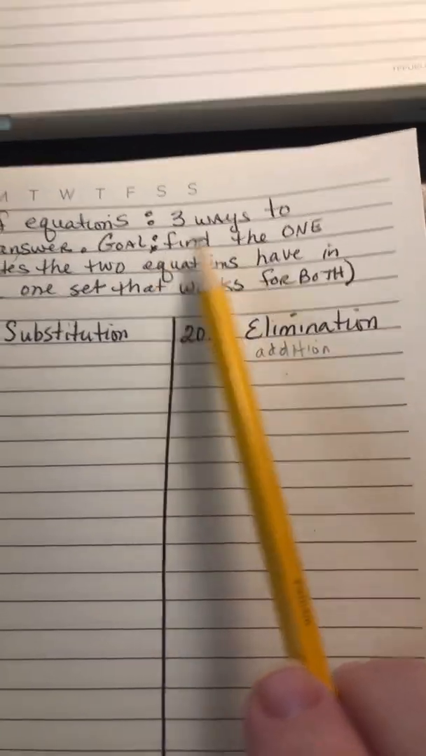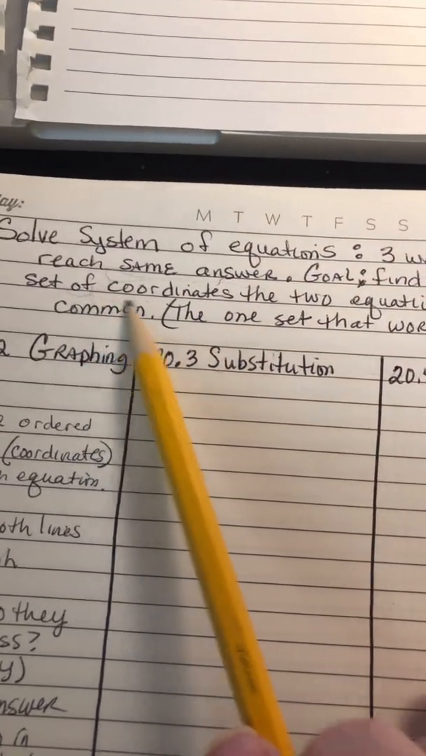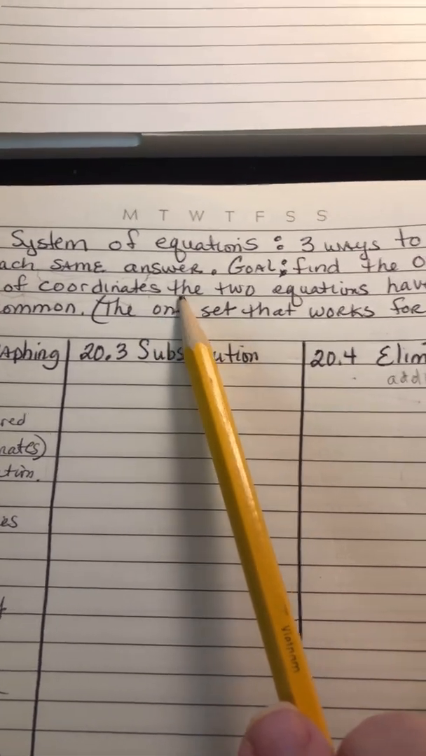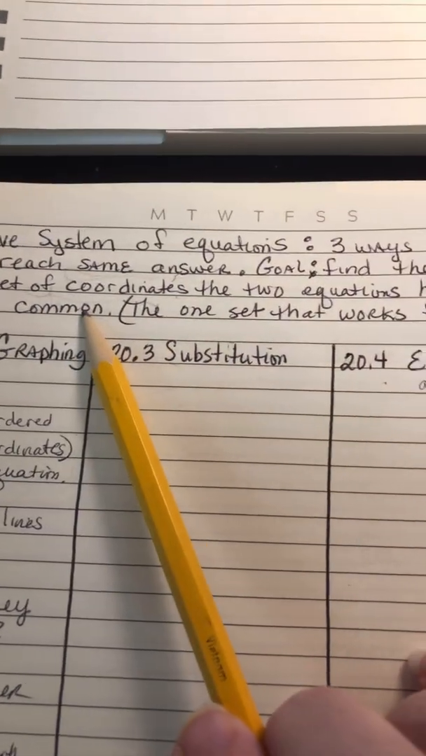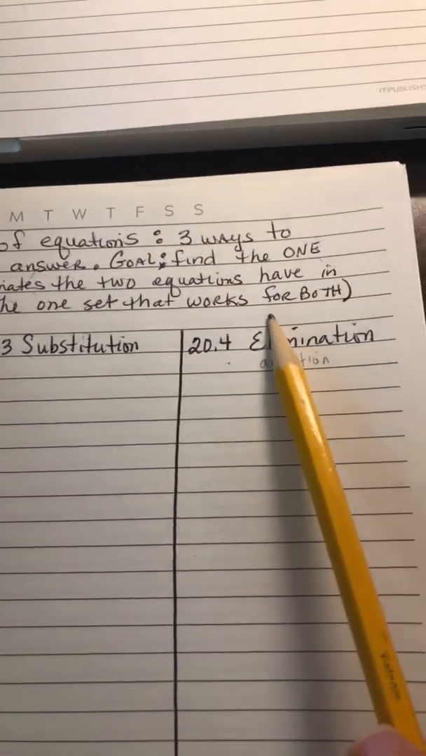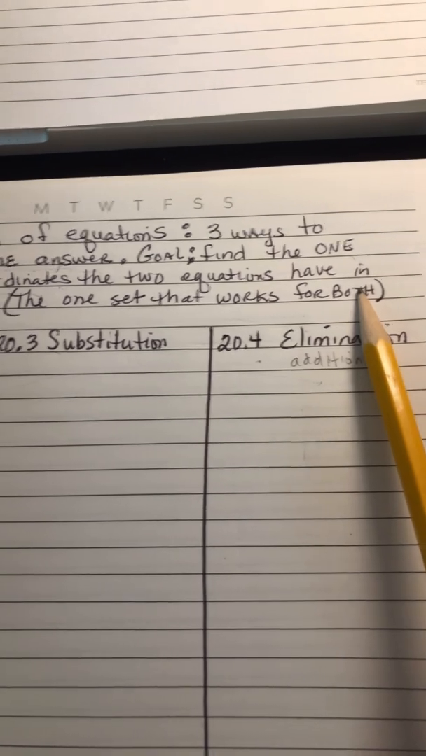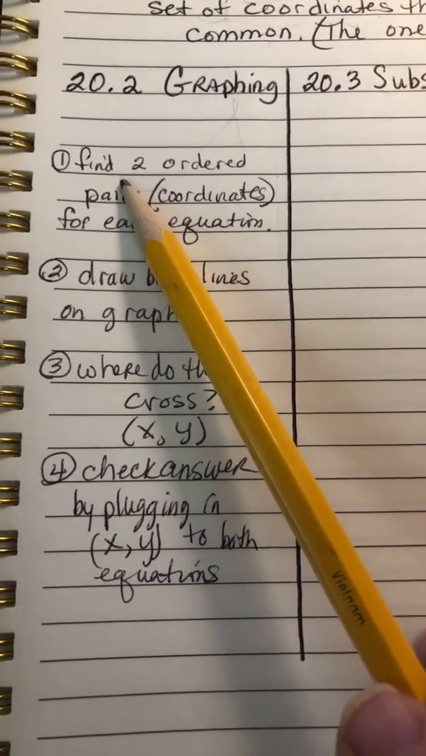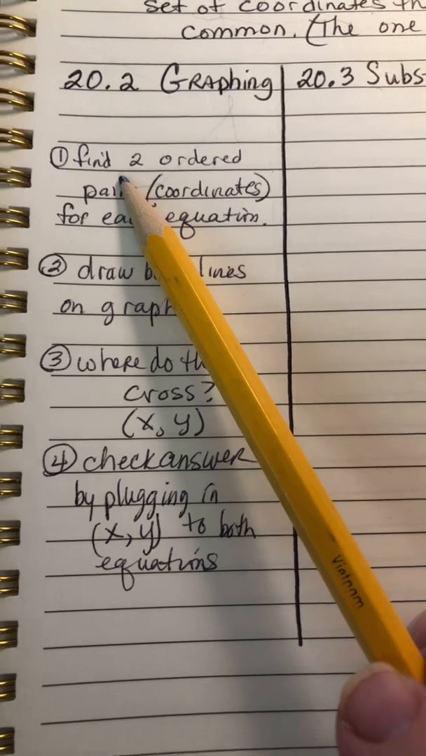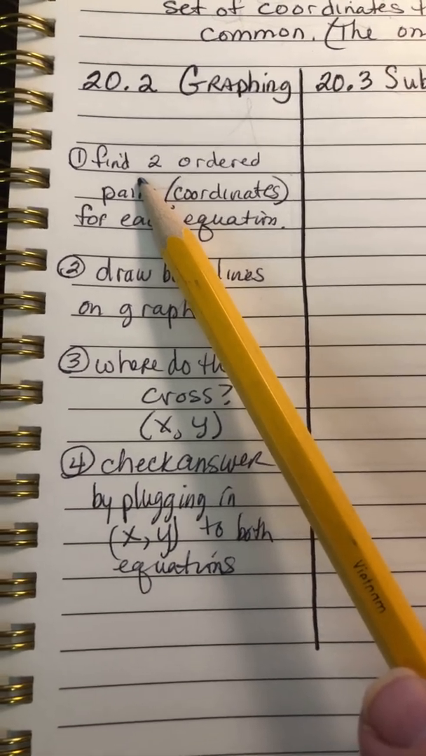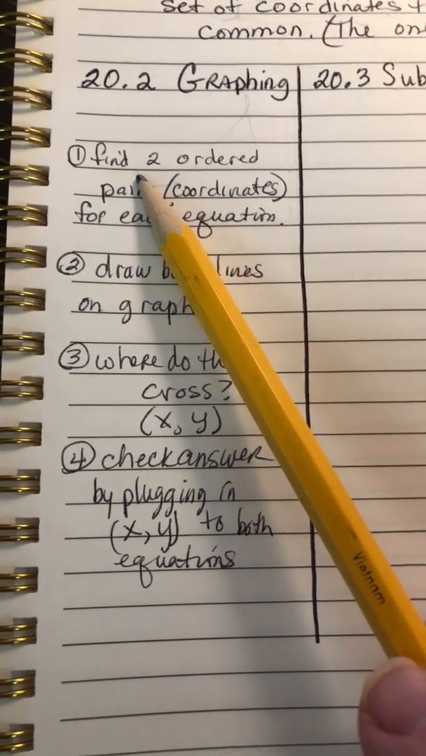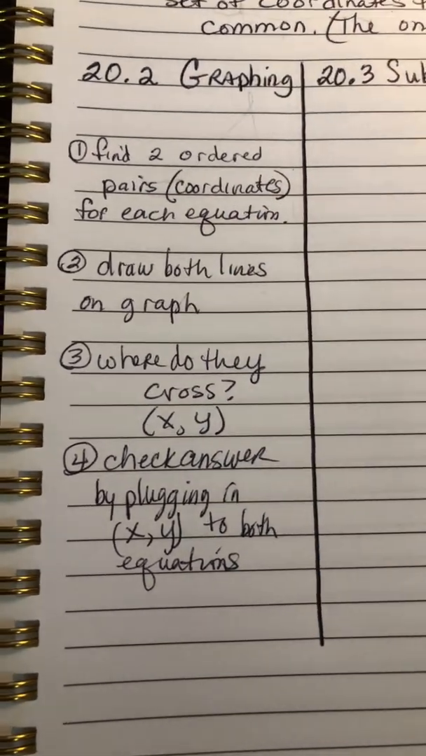The goal is to find the one set of coordinates, what we also call ordered pairs, that the 2 equations have in common with each other. The one set that works for both equations in the system. So we'll start with graphing. Graphing is what we've been doing in the sections before this, when you had a linear equation like y equals 2x plus 7, and you had to find at least 2 ordered pairs so that you could draw a line.